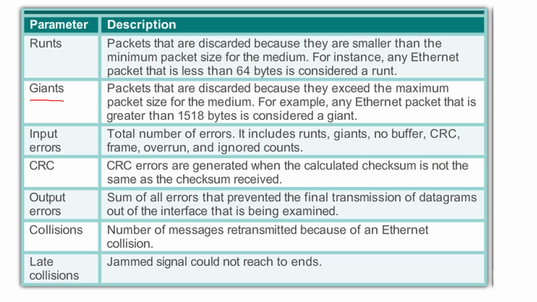The interface, FastEthernet 0/0 or 1/0, anything, cannot forward these packets. They cannot forward this packet, so these packets will be completely dropped. This is called giant packets. Giant packets will be discarded. Why will they be discarded? Because they exceed the maximum packet size for the medium.